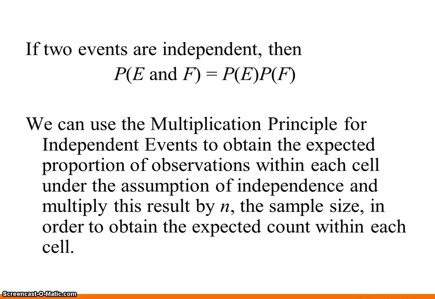Just to remind you also that if two events are independent, then the probability of E and F is equal to the probability of E times the probability of F. So we can use the multiplication principle for independent events to obtain the expected proportion of observations within each cell in the contingency table under the assumption of independence, and then multiply this result by the sample size in order to obtain the expected count within each cell.